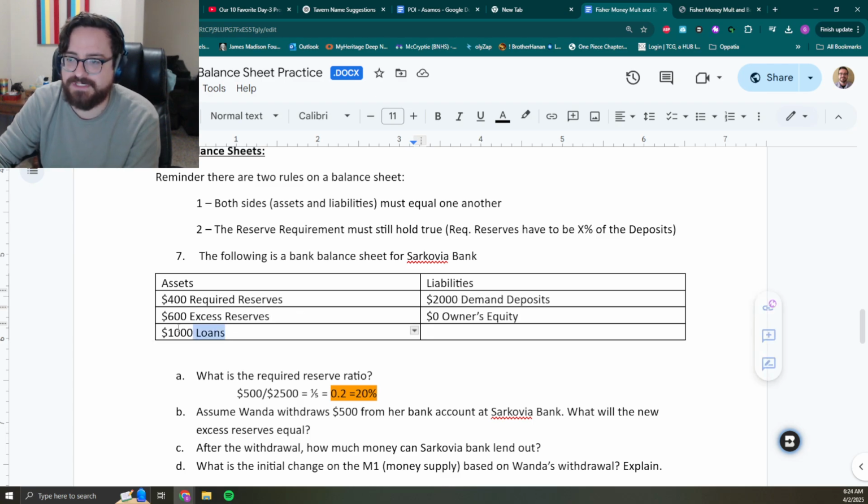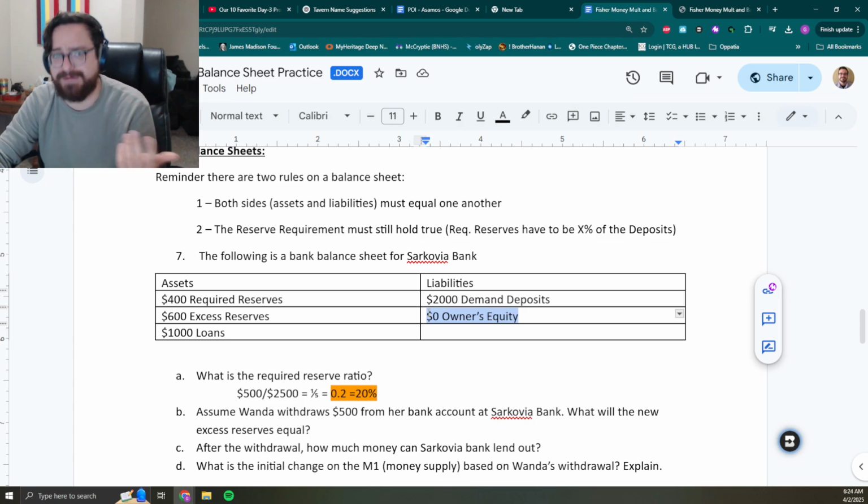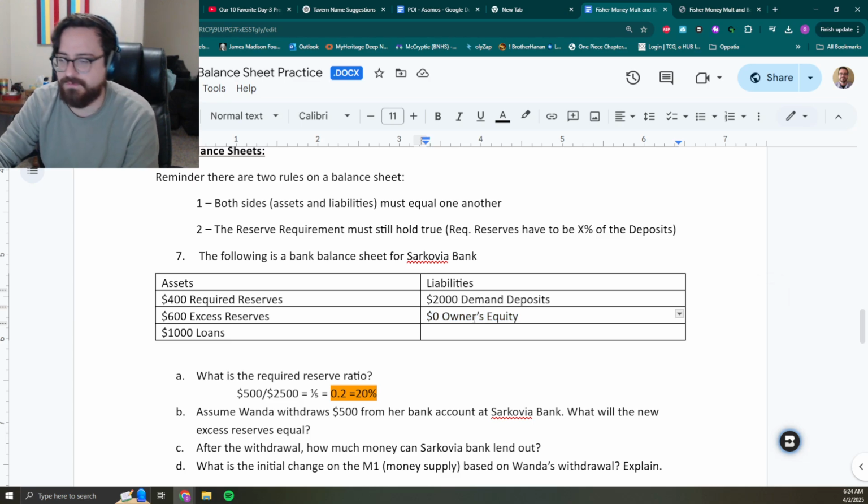I can't touch this loan money because this money is loaned out already. This owner's equity is money the owner of the bank has put into the bank. It's not a deposit, it's more of an investment. It's money the bank can use, but it's not money the bank is liable for, really. They don't have to hold on to any of it. They can use it all. And it's also $0, so I don't have to worry about this in this problem.